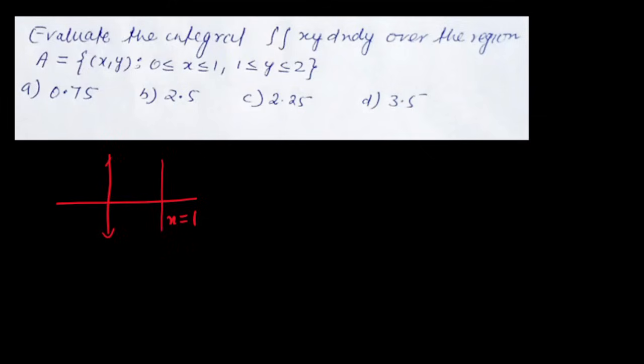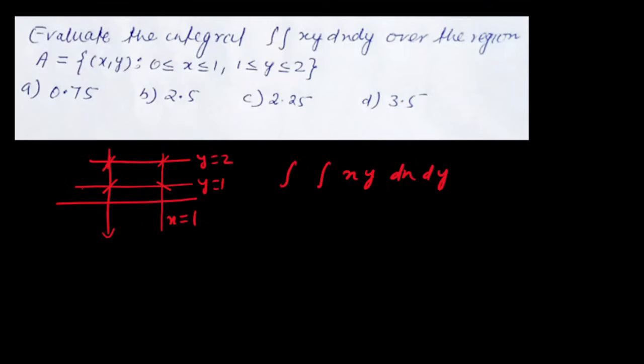y-axis and x is equal to 1, and then y is equal to 1 to 2. So if I draw a line, so this is y is equal to 1, and if I draw another line, this is y is equal to 2. So we have to find the double integral over this region, right? So what will be the limit, xy dx dy. So the limit of x is 0 to 1 and limit of y is 1 to 2. So how do you evaluate it?